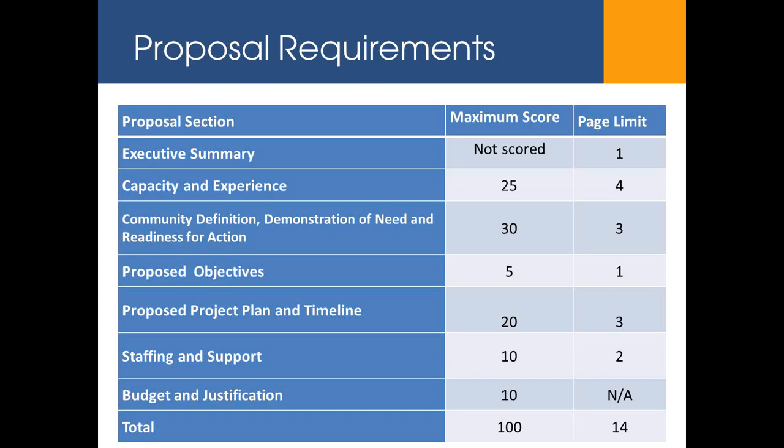Next slide, please. Your proposal requirements. This is the scoring sheet for your proposal. Notice that capacity and experience and community definition, demonstration of need, and readiness for action are weighted the heaviest. This is what we're going to be concentrating on when we're reviewing proposals. So it's important that you can demonstrate your need and readiness for action, as well as your capacity. Next slide, please.